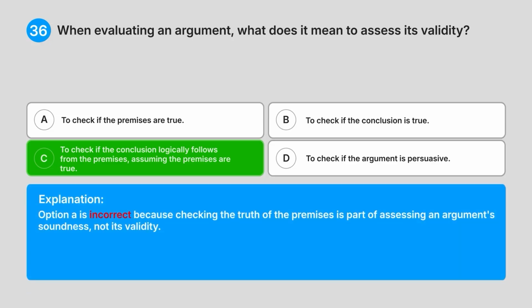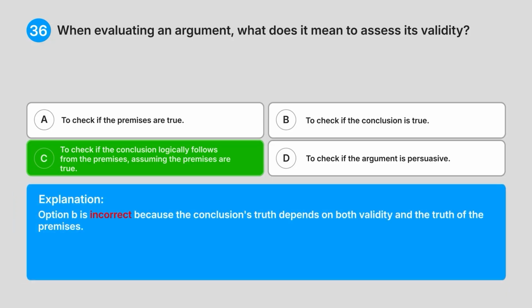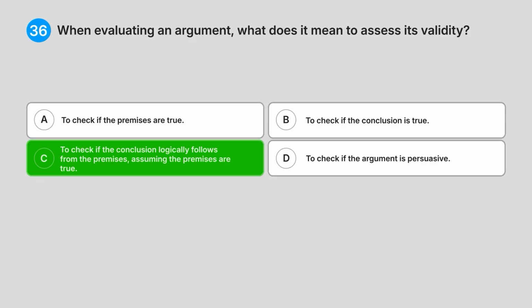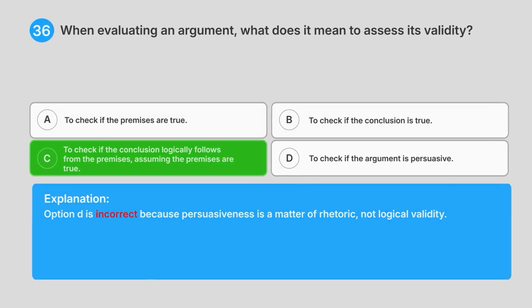Option A is incorrect because checking the truth of the premises is part of assessing an argument's soundness, not its validity. Option B is incorrect because the conclusion's truth depends on both validity and the truth of the premises. Option D is incorrect because persuasiveness is a matter of rhetoric, not logical validity.